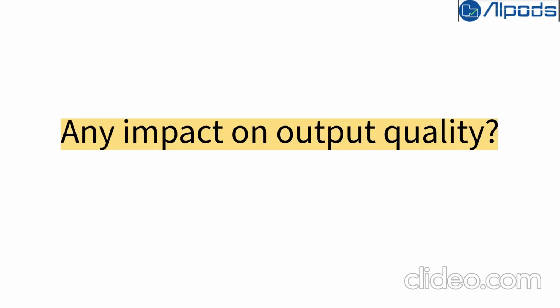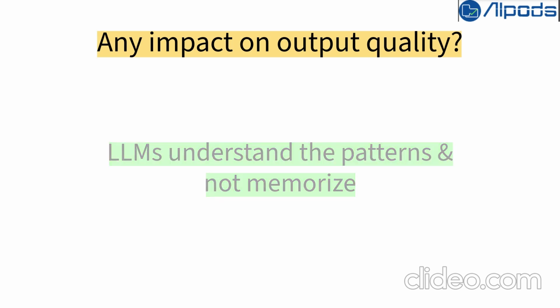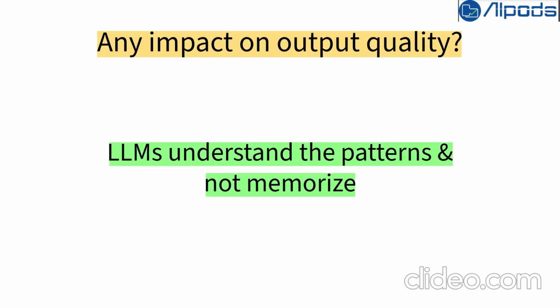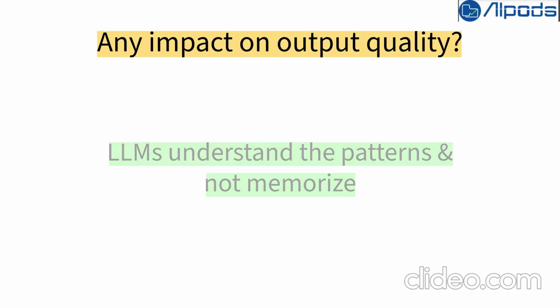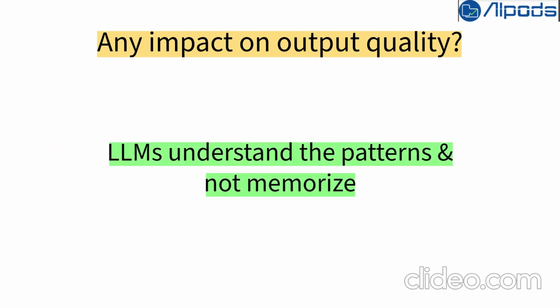Now, you must be wondering whether this will impact the output. Even though the precision is reduced, the pattern of the data remains the same, which is why the models can still predict the right output. Large language models don't memorize the data they are trained on. Instead, they learn and understand patterns. Therefore, quantization still helps to make accurate predictions even with lower precision.